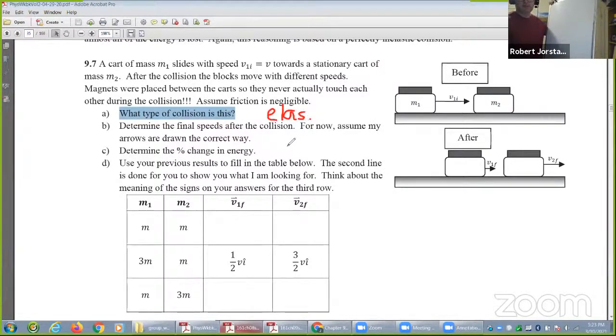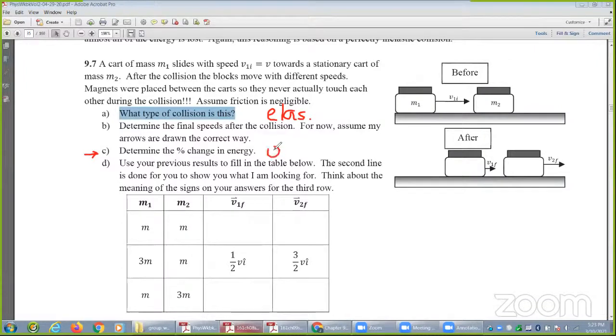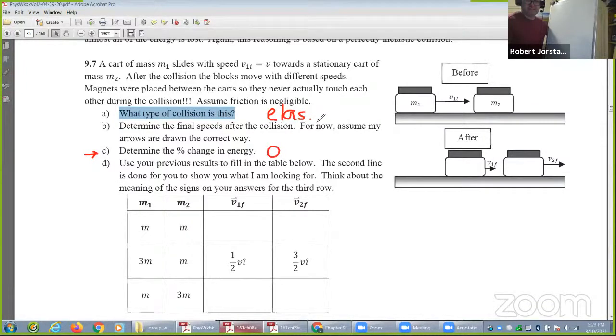Good. So quickly, somebody other than Gonzalo. What is the percent change in energy if this is an elastic collision? 0? Yeah, it's 0. Trick question. This means energy is conserved. So for this special collision, we could actually do momentum and energy at the same time.